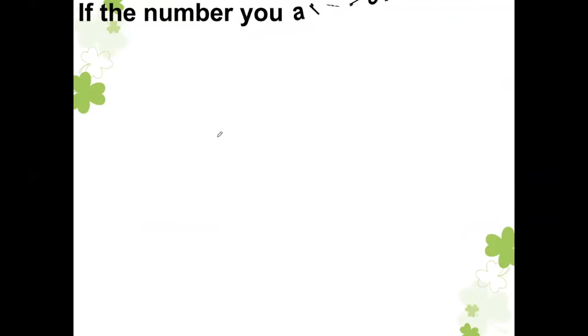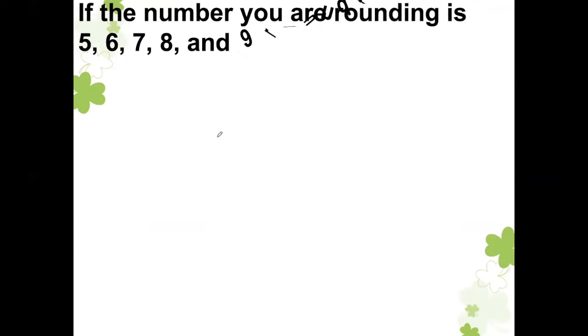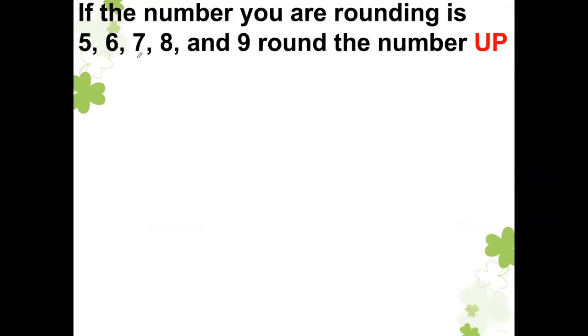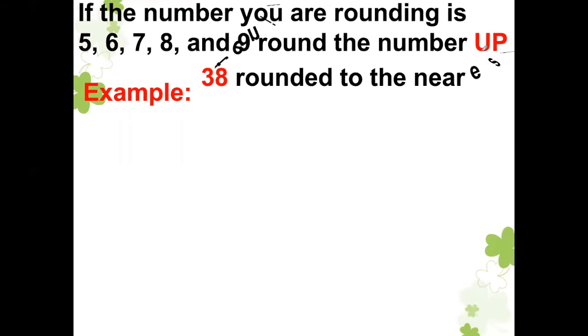If the number you're rounding is 5, 6, 7, 8, and 9, round the number up. Let's have an example. 38 rounded to the nearest 10 is, as you can see here, 38. There are 3 tenths, and the number that's beside 3 is 8. So 8 is here. So we're going to round this number up. So 3 becomes 4. It becomes 40.